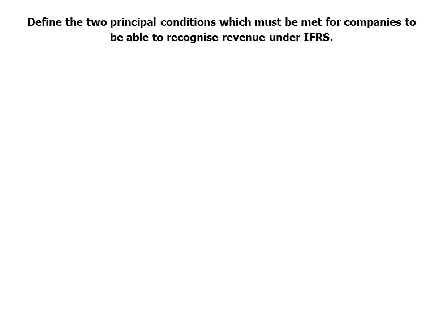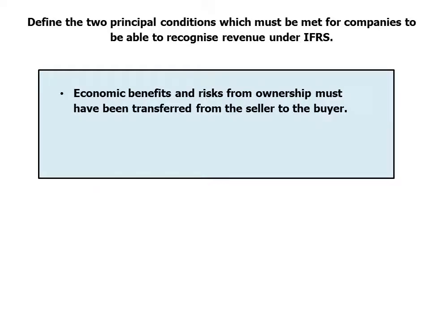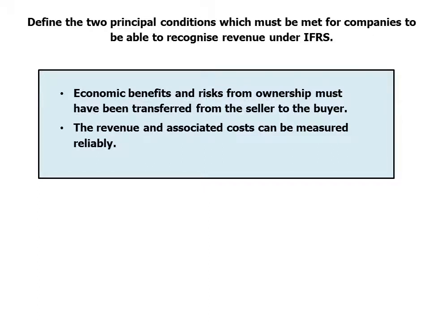Define the 2 principal conditions which must be met for companies to be able to recognize revenue under IFRS. The first condition is that economic benefits and risks from ownership must have been transferred from the seller to the buyer. And the second condition is that the revenue and associated costs can be measured reliably.